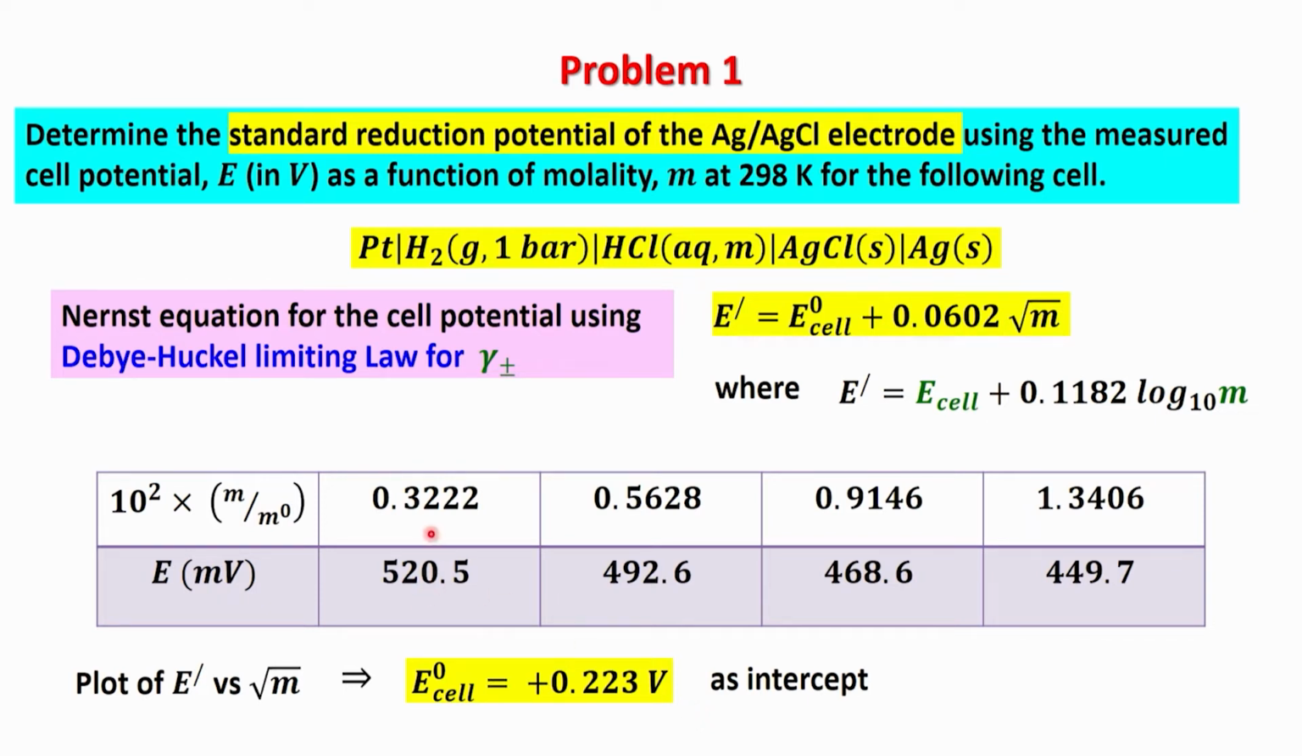So, that winds up our discussion of the first problem, where I have used the measured cell potential as a function of different molalities of the aqueous HCl solution to find out the standard reduction potential of a half electrode by coupling it to a suitable standard electrode.